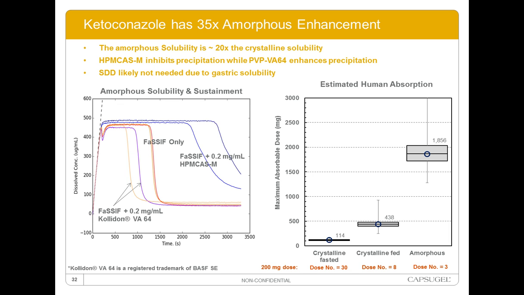So if we apply this information now to an estimated human absorption, we see that the amorphous form is likely to be very well absorbed, almost 2 grams absorbed. But we also have to think about the pKa of this drug. It's likely to dissolve very well in the low pH gastric environment. Therefore, even crystalline ketoconazole may actually have absorption that looks more like this amorphous prediction, because it may all dissolve in the stomach, and as long as we can find a way to keep that from crystallizing in the intestine, we should get very high exposure.